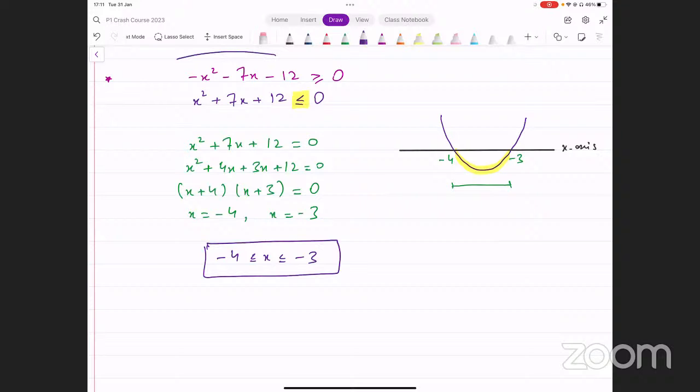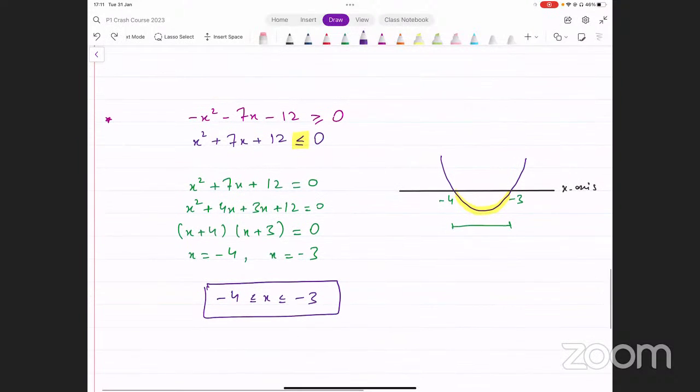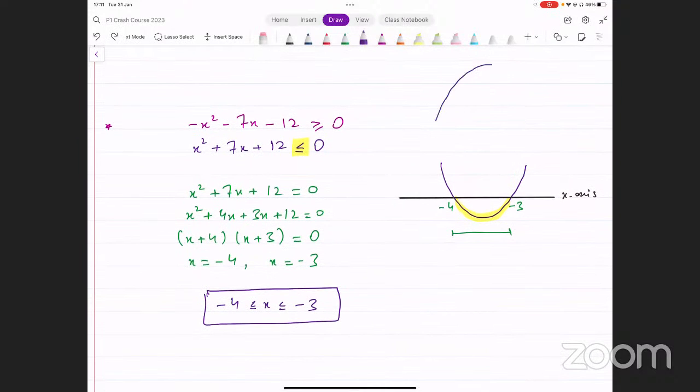If you were using the original inequality, remember it would have looked the other way around. Your graph would have been an inverted U like this. If you were drawing the original inequality, it would be like this. And then the x-intercepts would be like this.